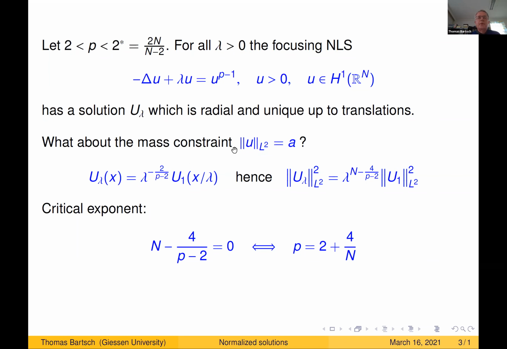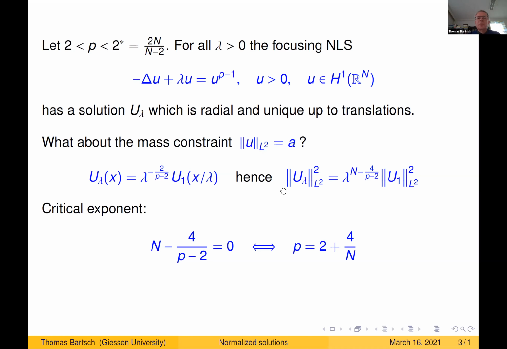Okay, to get some feeling, let us look at this very special nonlinearity, simply the pure power nonlinearity. We look for positive solutions u in H1, and then it is well known that this has a solution which is radial and unique up to translations. And now one can ask, well, which L2 norms can be realized by these solutions? Well, a simple computation shows you that the solution for the parameter lambda is obtained from the solution for lambda equals 1 by a simple rescaling.